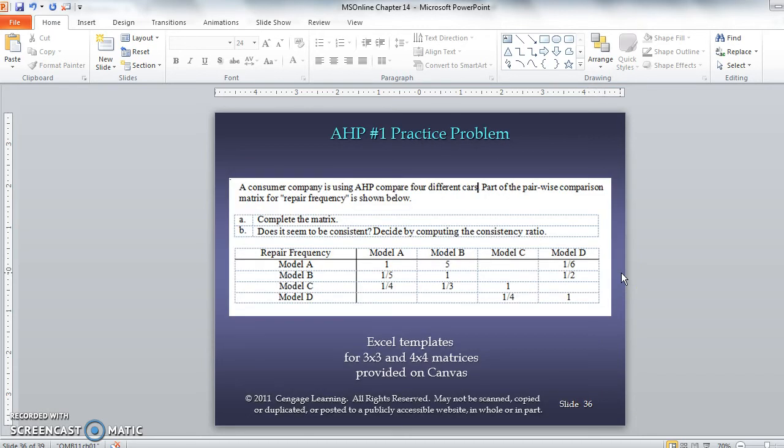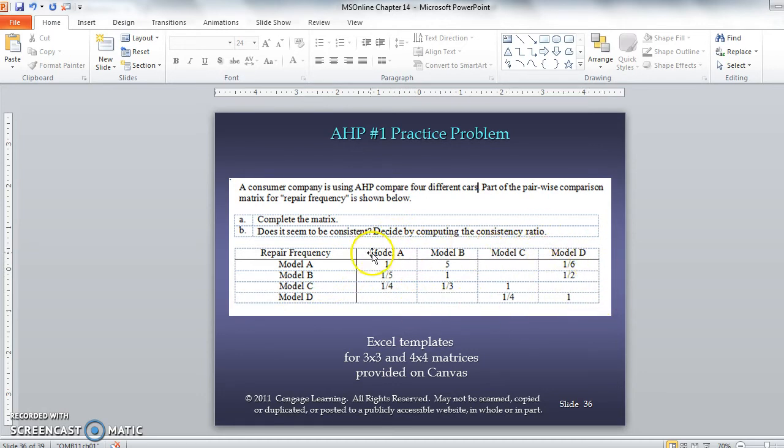All right, let's look at this one particular example, and this is indicative of how I will present problems to you on a test. On a test I will give you something like this, where I give you a matrix. This is a 4 by 4 matrix. We have 4 options, models A, B, C, and D, and then we complete that matrix here.